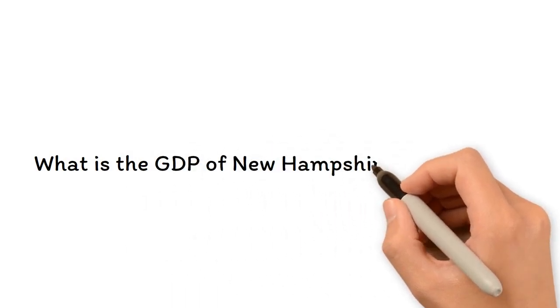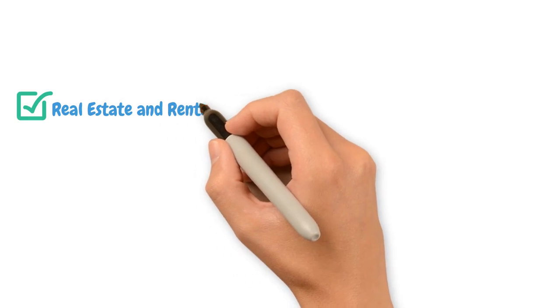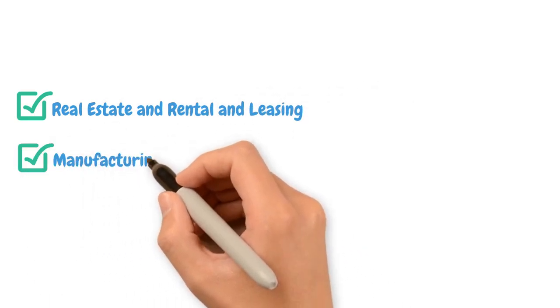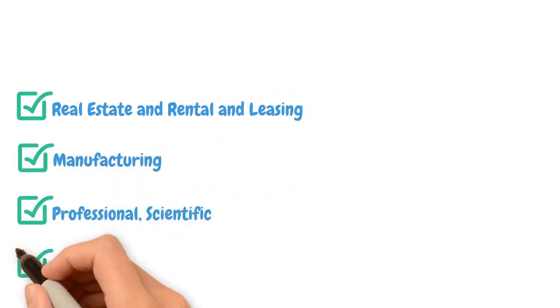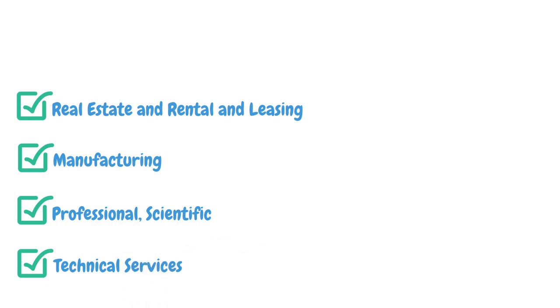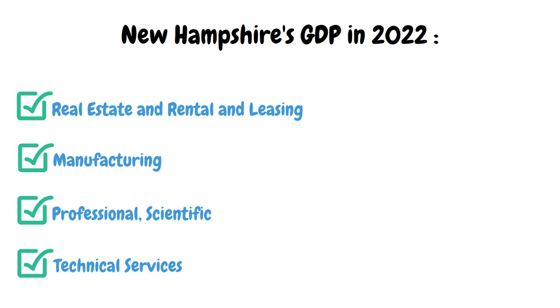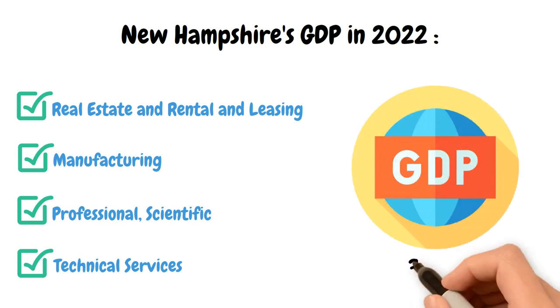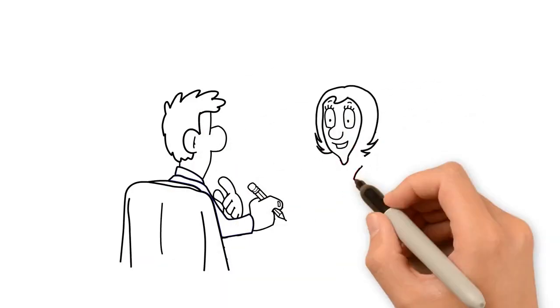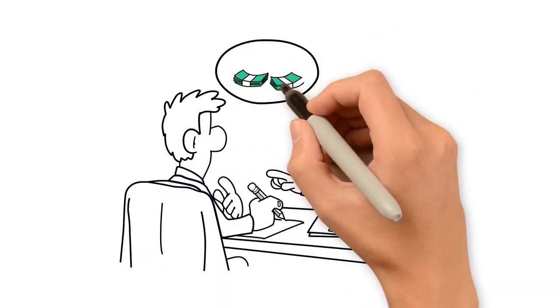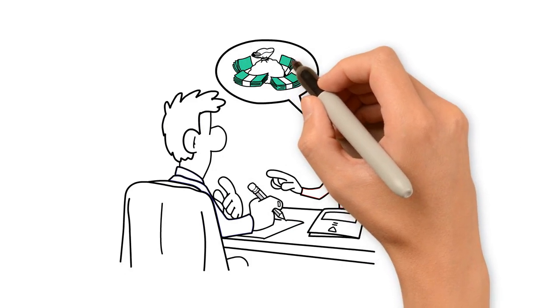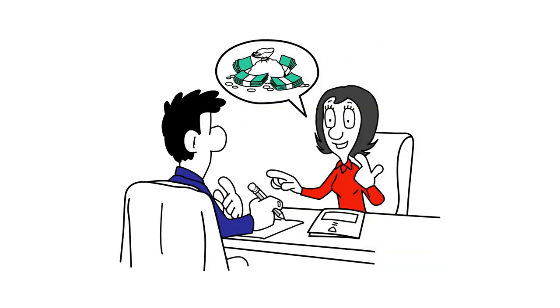What is the GDP of New Hampshire by sector? The industries of real estate and rental and leasing, manufacturing and professional, scientific and technical services contributed the most to New Hampshire's GDP in 2022, accounting for 39.2% of the total state GDP. GDP trends by sector are an essential measure of which industries offer the greatest value to the state economy, as well as how the state economy evolves.